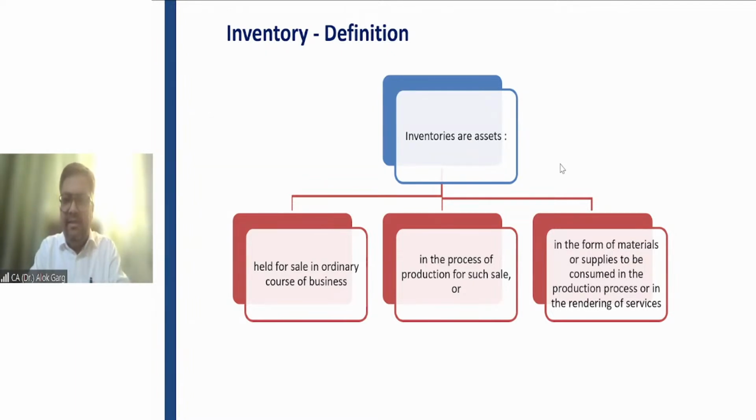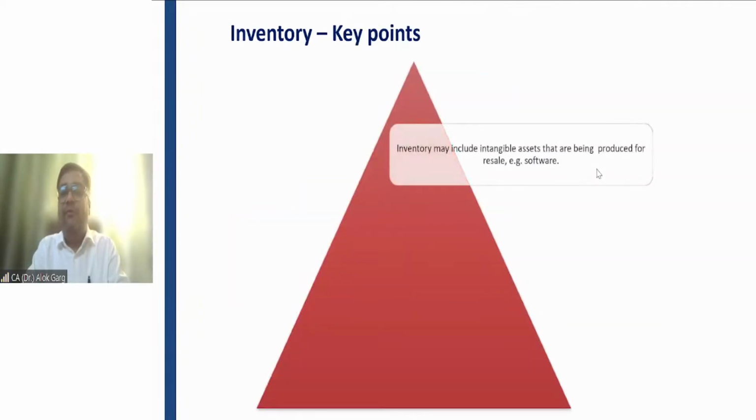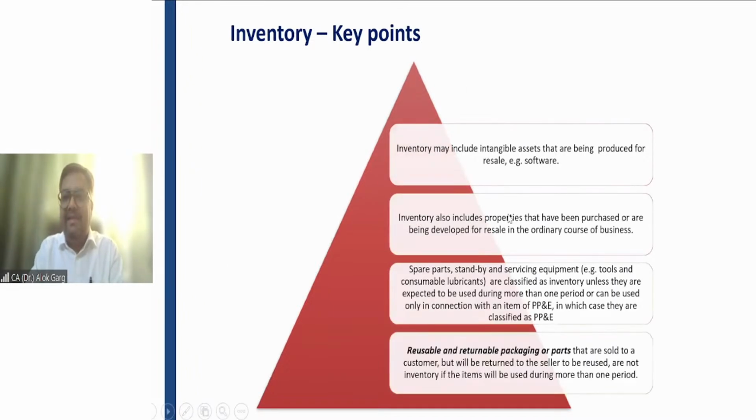Rohini is asking, sir, whether raw material is also measured and accounted for in accordance with Ind AS 2. Yes, Rohini. So raw material, work in progress, and finished goods, this is inventory and it has to be accounted for as per Ind AS 2. Now, a few important pointers about inventory. Inventory may include assets that are being produced for resale.